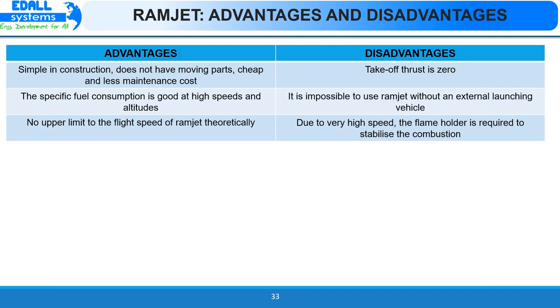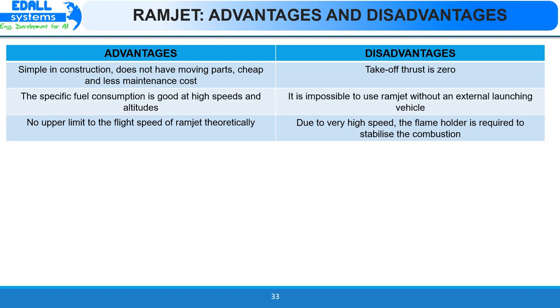Next, we shall see the advantages and disadvantages of ramjet engine. The advantages of ramjet engine are: ramjet engine is very simple in construction and does not have any moving parts. It is very cheap to produce and requires almost no maintenance. The specific fuel consumption is good at high speeds and high altitudes. Theoretically, there is no upper limit to the flight speed of the ramjet engines.